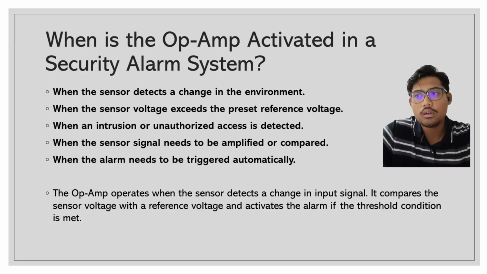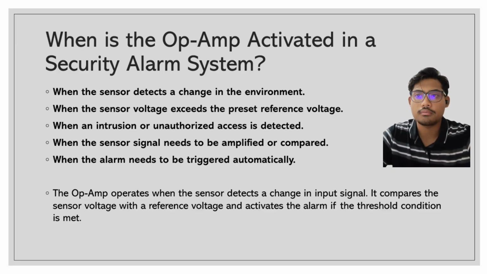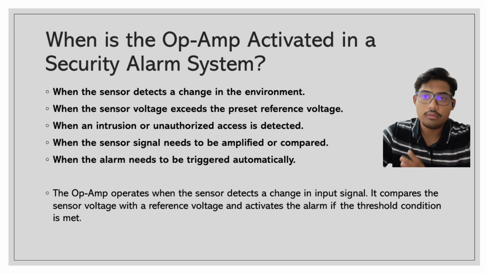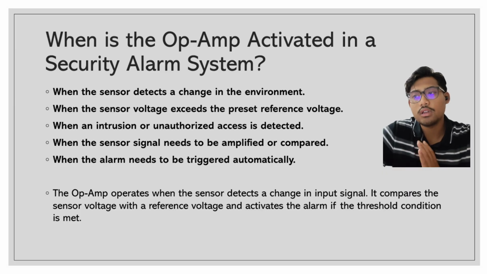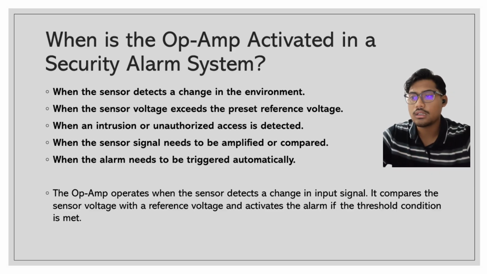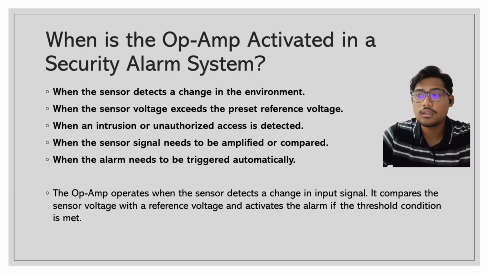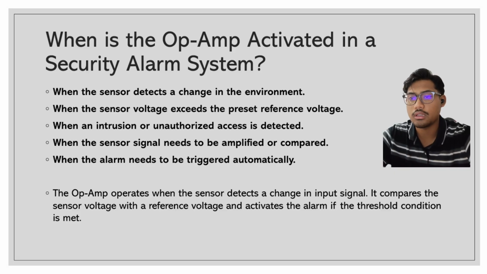Now we are talking about the OP AMP. When is the OP AMP activated in a security alarm system? The question is when. First, when the sensor detects a change in the environment. Secondly, when the sensor voltage exceeds the preset reference voltage. Thirdly, when an intrusion or unauthorized access is detected. Fourthly, when the sensor signal needs to be amplified or compared. And lastly, when the alarm needs to be triggered automatically.